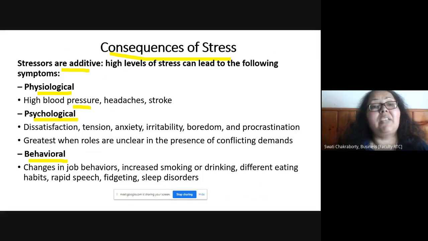People tend to have high blood pressure. You get headaches. Sometimes heart attacks happen. This is your physical thing. Psychological is where we talk of mental conditions. We tend to get dissatisfied.